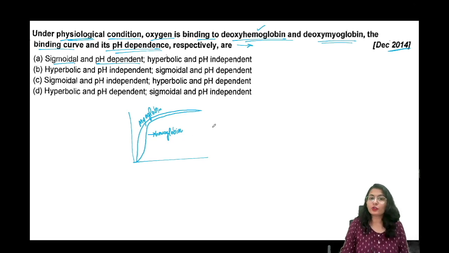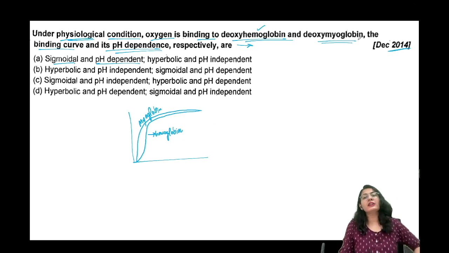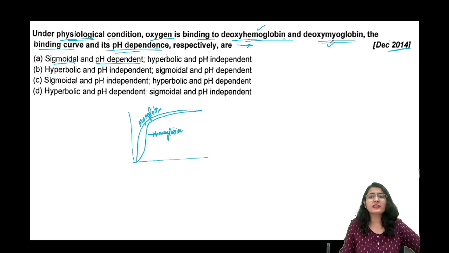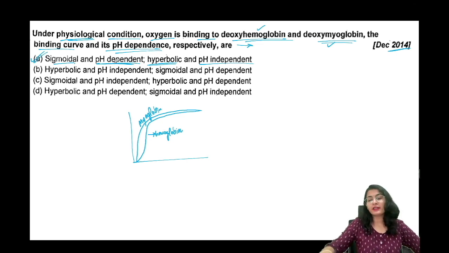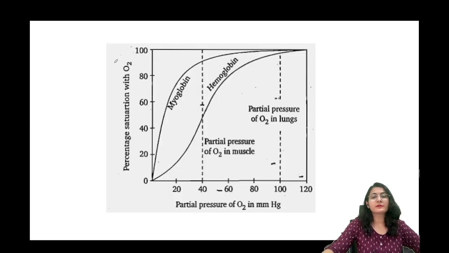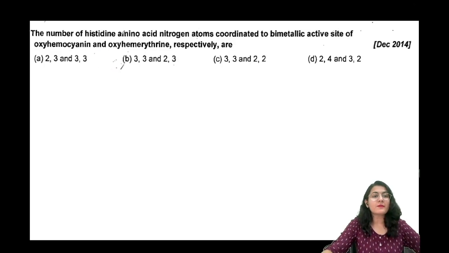pH dependence is what we call the Bohr effect. And deoxymyoglobin is hyperbolic and pH independent. That's correct. Yes, sigmoidal and pH dependent on this. Alright, very simple. Let's move on. Yeah, this is how it is. I've already shown this to you in the beginning of the class.